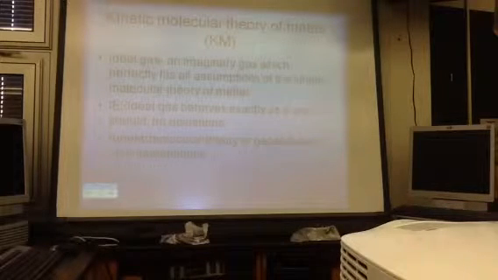Within the kinetic molecular theory of matter, which we're going to discuss from here on out as just KMT, because it's much easier, we can talk about the behavior of any kind of matter. But here, of course, as we're talking about gases, we're going to focus on gases. And we make some assumptions, and we describe this perfect gas, this ideal gas.